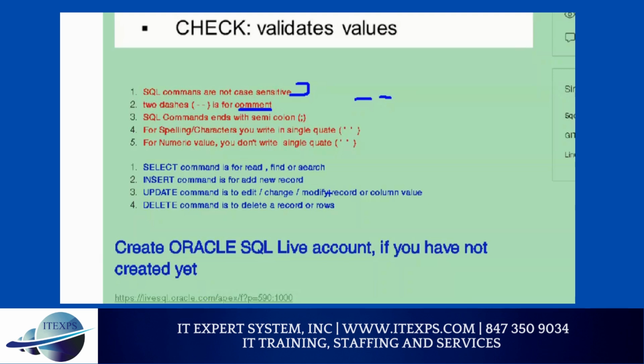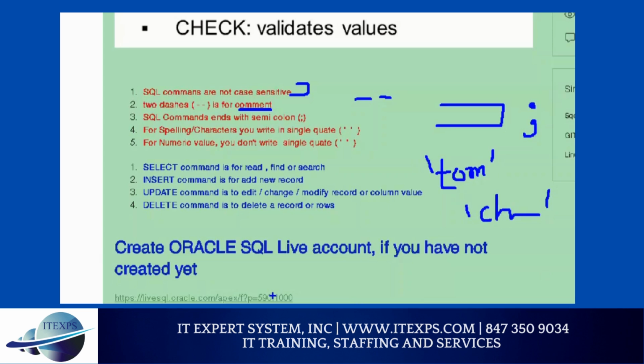Good. Every command will have a semicolon at the end. It means end of the line. Every command will have a semicolon. Make sense or no? Now, for spelling or characters, when you write a name, for example I write name, then I use single quotation and I write Tom. If I have a spelling, like Tom, or if I want, let's say, Chicago, I write that in a single quotation. So spelling or character, single quotation.